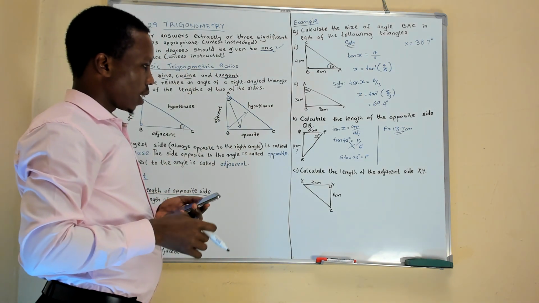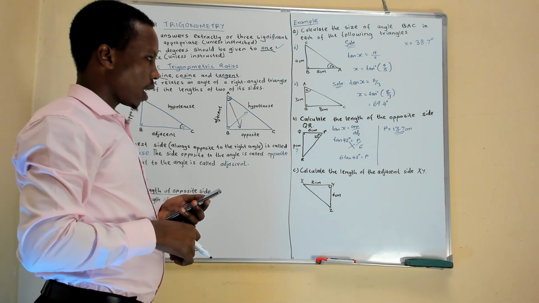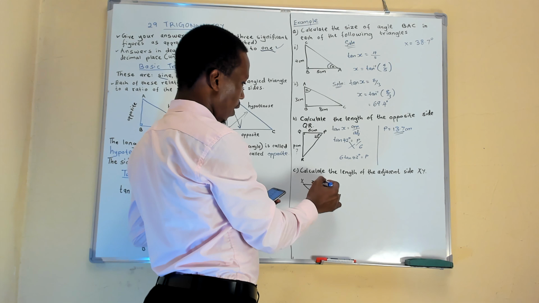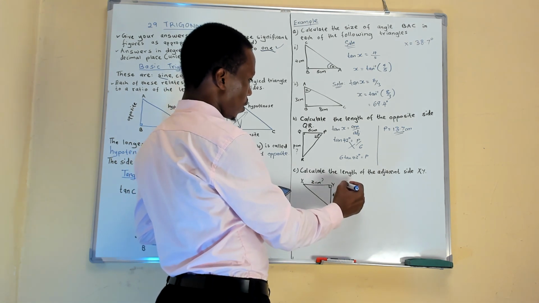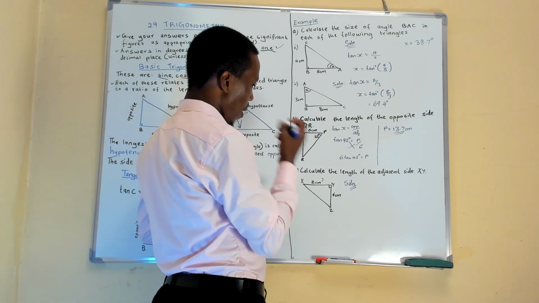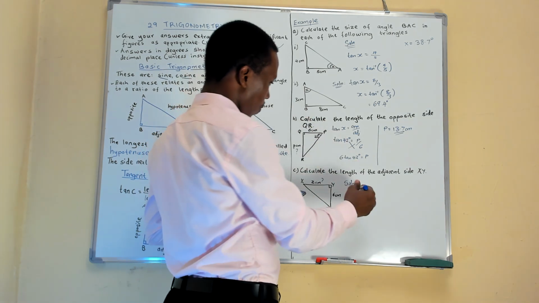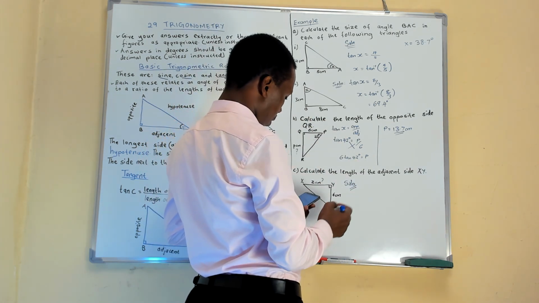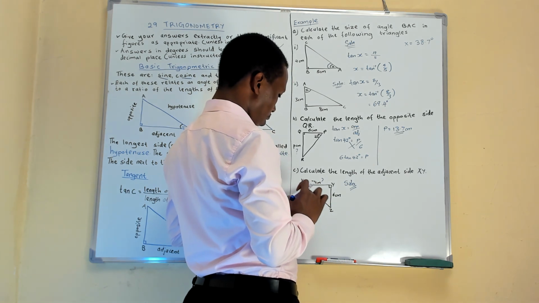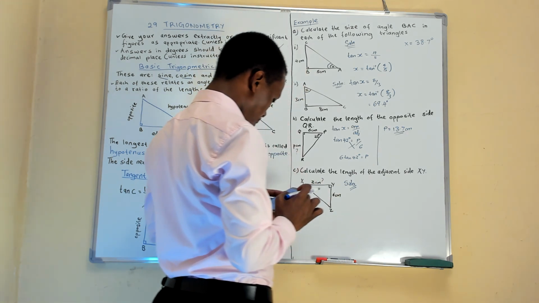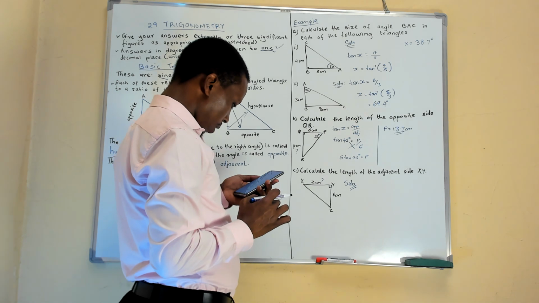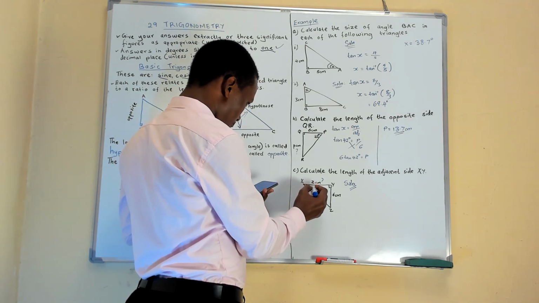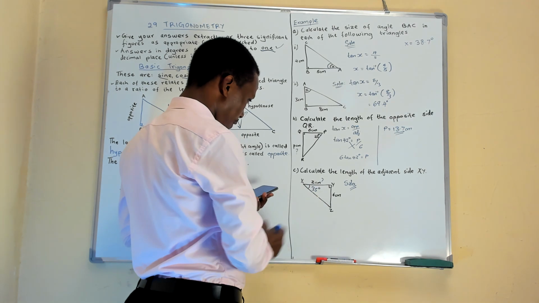Then lastly, calculate the length of the adjacent side XY, this side here. So the solution to this is that, let me see if that question is complete. I need to have the angle here, is 35 degrees.